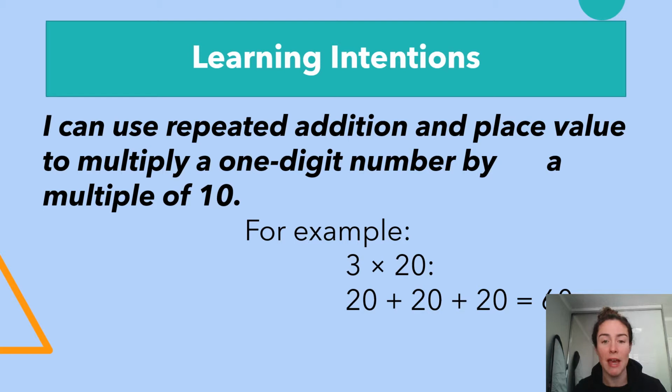So what we're doing is, for example, 3 times 20. Now, when we see 3 times 20, we might think, that's a really hard times table for me to do. I don't know how to do that. I don't know my 20 times tables. But what we're learning to think of is we can use repeated addition to solve this question, because we know that 3 times 20 is actually 3 lots of 20, which could be 20 plus 20 plus 20 to equal 60.